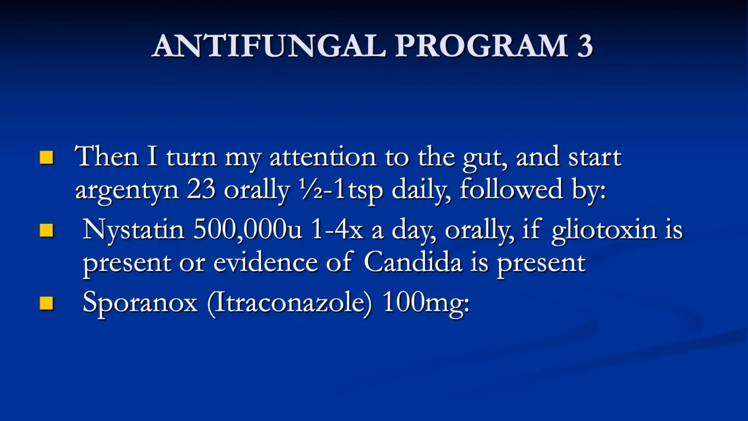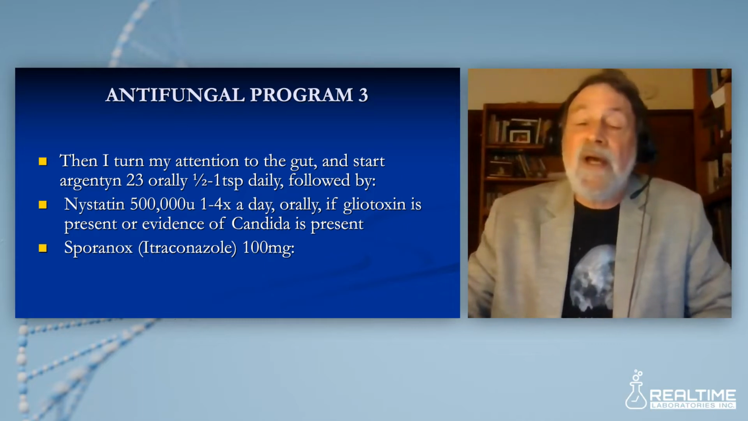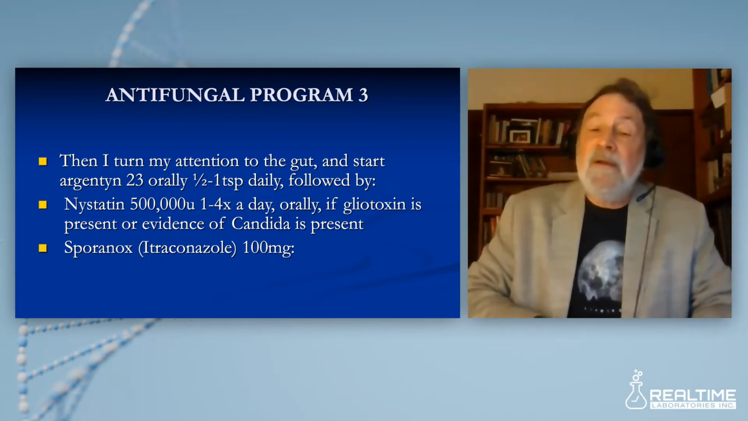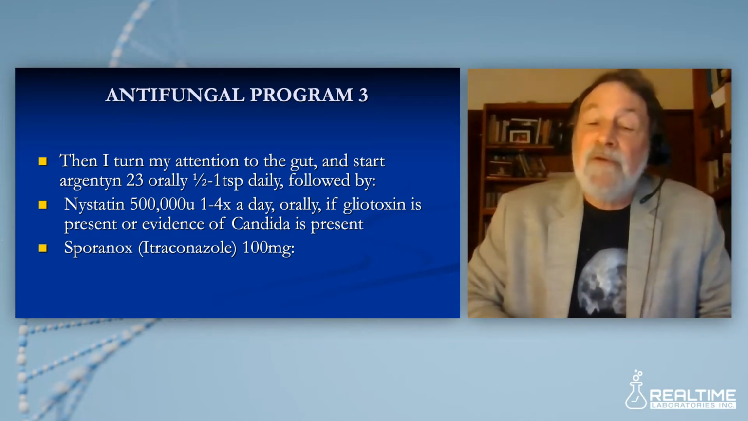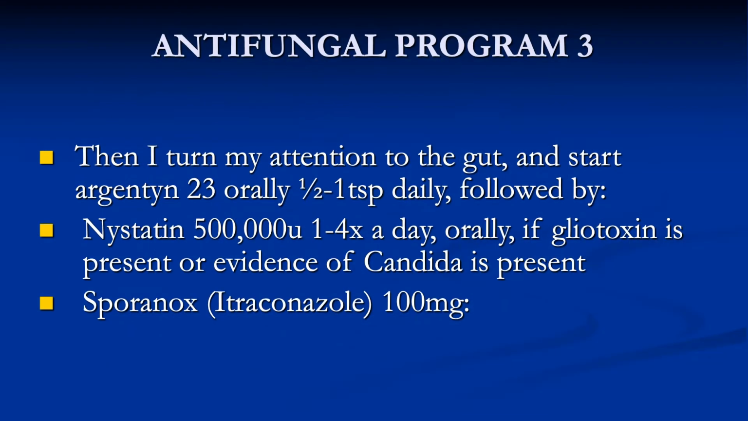Then I turned my attention to the gut, or I might have started with the gut if that's the main symptoms. Again, I like colloidal silver, starting at 1/2 to 1 teaspoon a day. Typically, if I think the patient has candida as found by gliotoxin or an oat test, I will typically start with nystatin, prescription, 500,000 units, once a day, slowly working up to 2 twice a day. I will then add Sporanox, 100 milligrams.